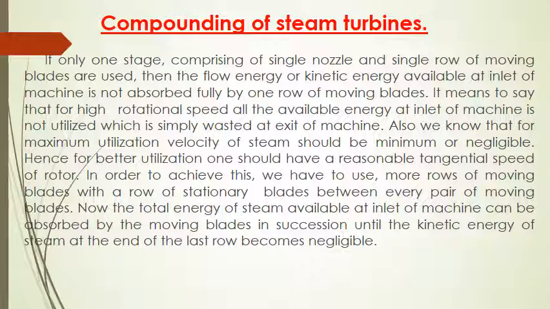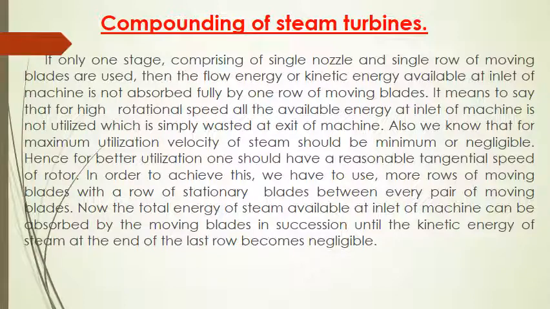Also, we know that for maximum utilization, velocity of steam should be minimum or negligible. Hence, for better utilization, one should have a reasonable tangential speed of rotor. In order to achieve this, we have to use more rows of moving blades with a row of stationary blades between every pair of moving blades.